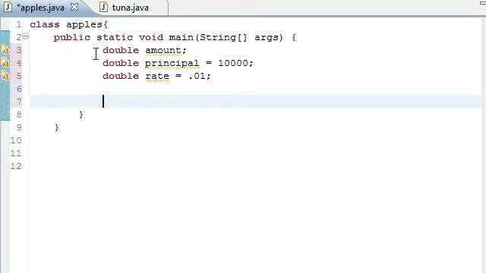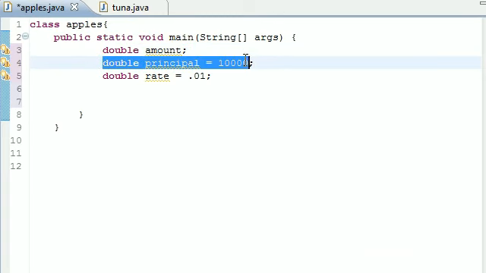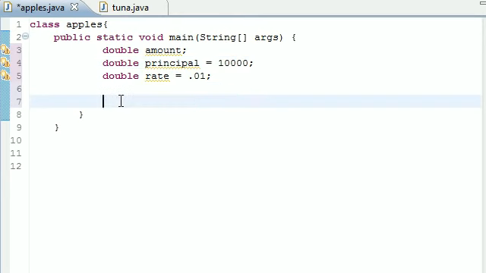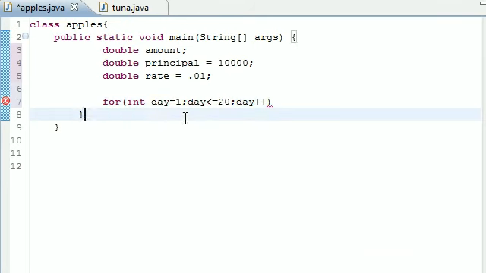So now that we have the amount, which we're solving for, the principal, the value that I'm starting with, and the rate, 1% a day, we can go ahead and make a for loop to build this program. All this for loop is going to do is say how long you want to run it for. So int day, we want to start with the first day, and we want to go to day 20. We can go to whatever we want, just put less than or equal to 20, and put day plus plus. All this says is start on day 1, give me all the information from day 1 to day 20. That's all this does.